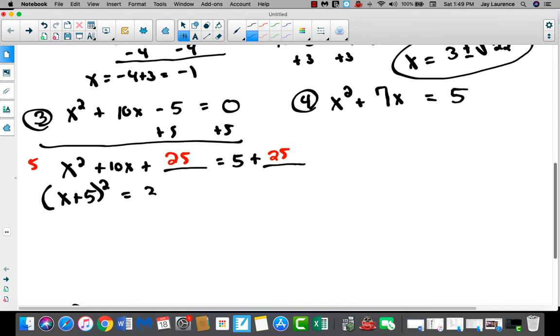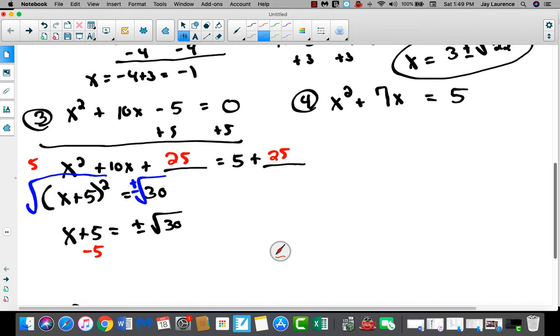And that'll equal 30. I'll take the square root of each side. Remember, on the right-hand side it'll be plus or minus. And on the left-hand side it'll be x plus 5, and that'll equal plus or minus square root of 30. I don't see any perfect square factors of 30, so I can't break that down anymore. Excuse me. I'll subtract 5 from both sides, and I'll end up with the solution x equals -5 plus or minus the square root of 30.